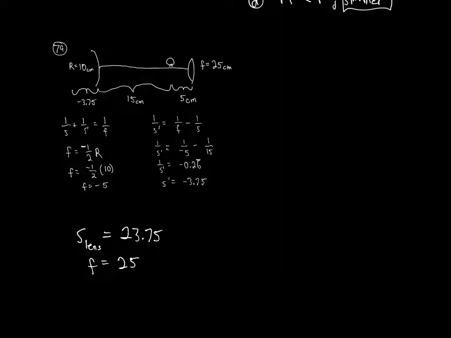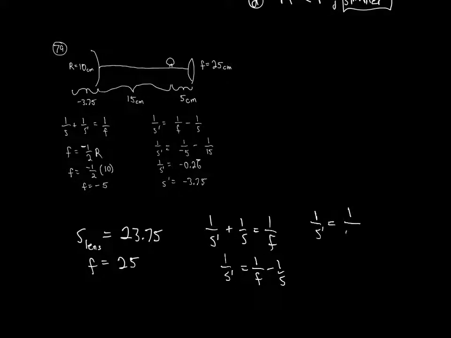Then I can find 1 over s prime plus 1 over s equals 1 over f. Solve this for s prime. 1 over s prime equals 1 over f minus 1 over s. 1 over s prime is going to be 1 over 25 minus 1 over 23.75. I get 1 over s prime is negative 0.0021. So s prime, when I take the reciprocal of that, is ridiculously big, negative 475 centimeters.